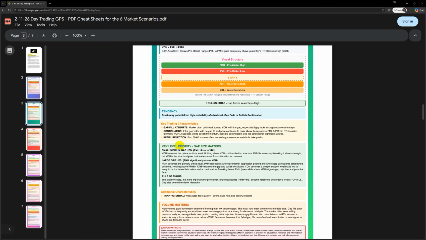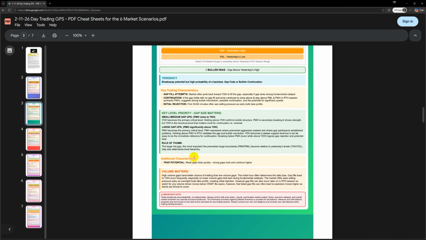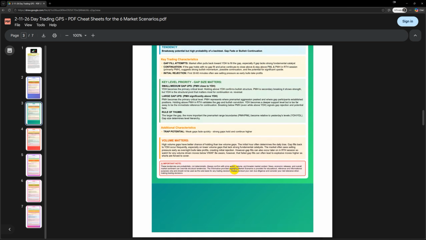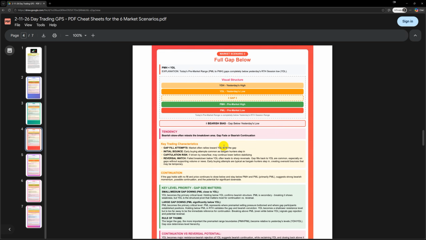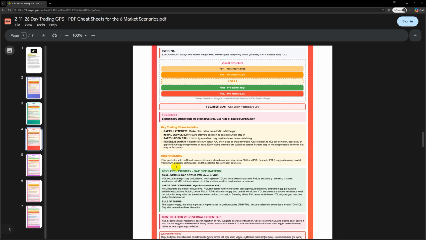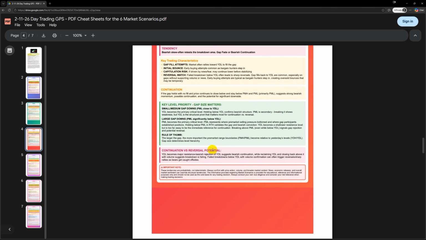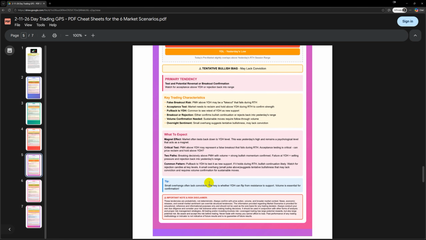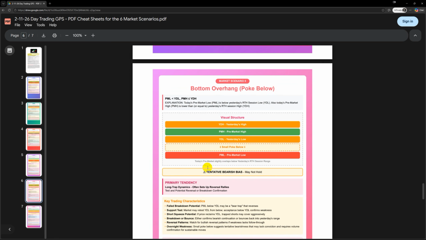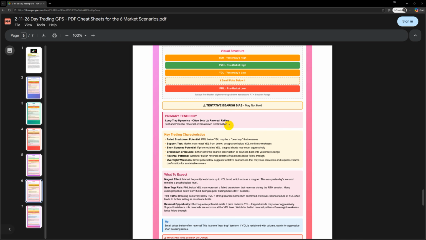As you can see here, gap size matters as far as what the key level priority is. So depending on the size of the gap, and it explains that. Any additional characteristics, and then also some tips here at the bottom. Full gap below, basically the same format, a little bit different information here, continuation versus reversal potential also added here. Top overhang poke above, tendencies, key trading characteristics, what to expect, and some tips. Bottom overhang, basically the same exact thing.